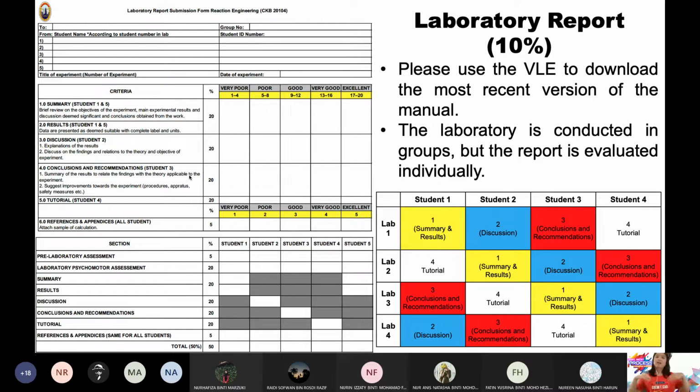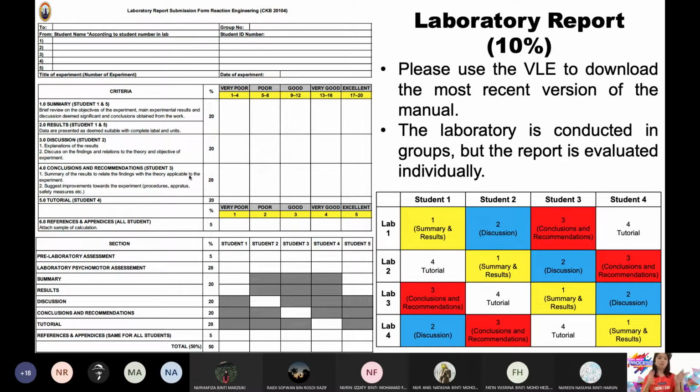So, sama. Kalau next week tu kamu tukarlah. Kalau katakan minggu ni kamu dah buat summary result kan. Student 1 kan. So, minggu tu lagi tu kamu dah jadi student 2. So, student 2 untuk lab report seterusnya, kamu akan buat pula discussion. Okay, so that's why dalam lab report kamu kena rotate. Supaya setiap lab tu kamu akan buat satu aspek dalam lab report. Okay, so this also will be evaluated individually.